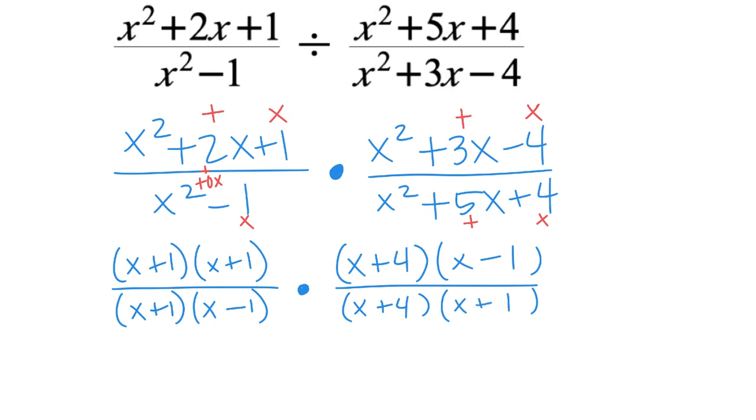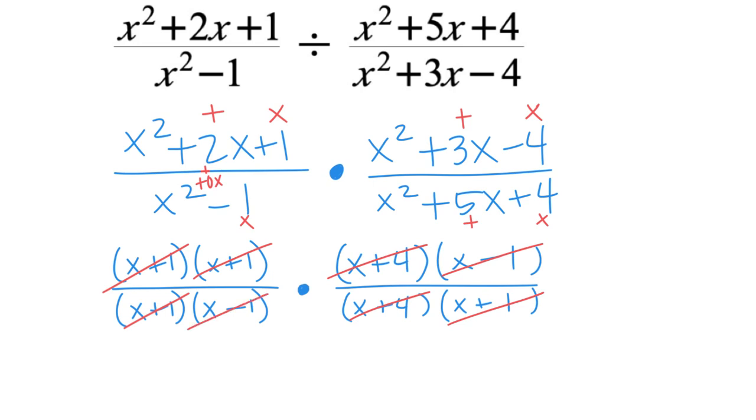So now that we have everything factored, we're looking for what we have on top and bottom that we can cancel out. So I see x plus 1 here and x plus 1 here on top and bottom. Those can cancel. As well as we have another x plus 1 on top and bottom. Those can also cancel. x plus 4 is on top and bottom. Those can cancel. Oh my gosh, and x minus 1 and x minus 1 are also gone.